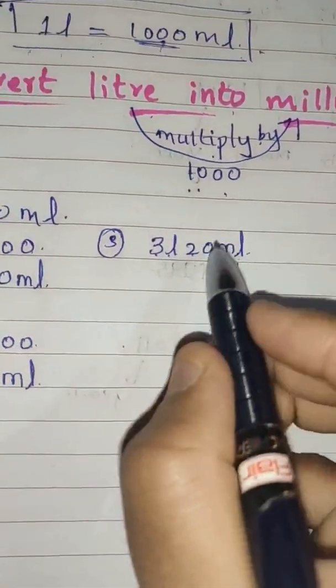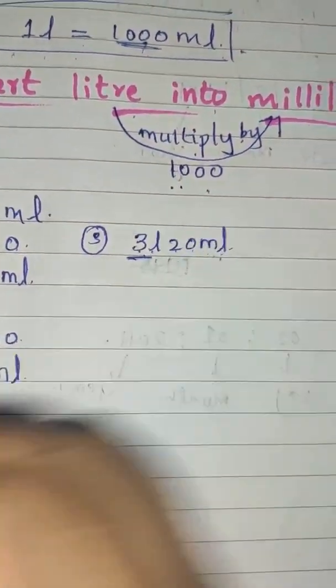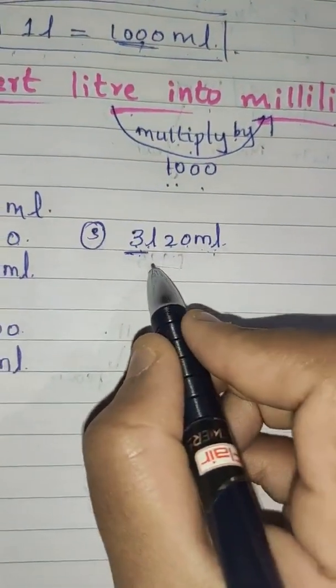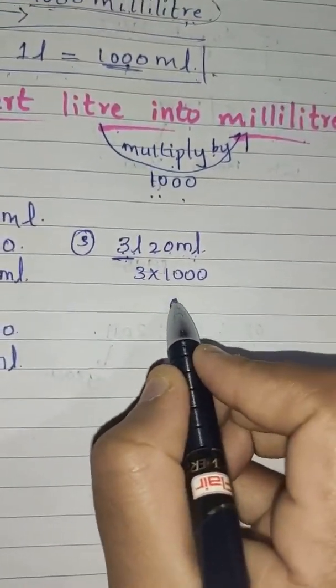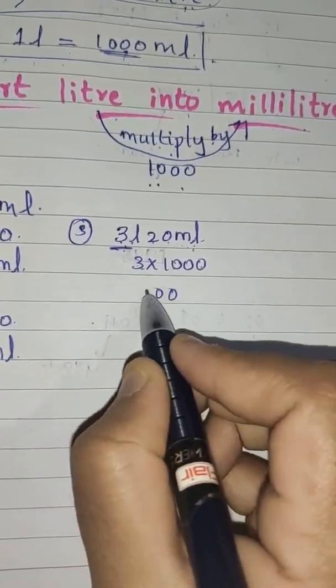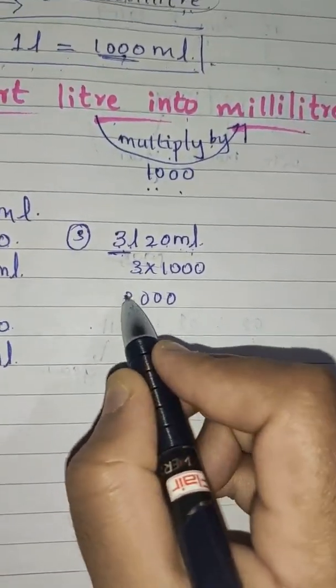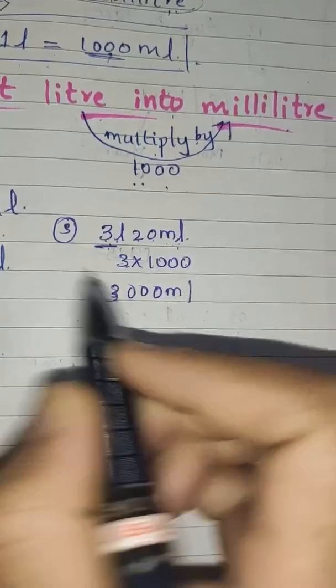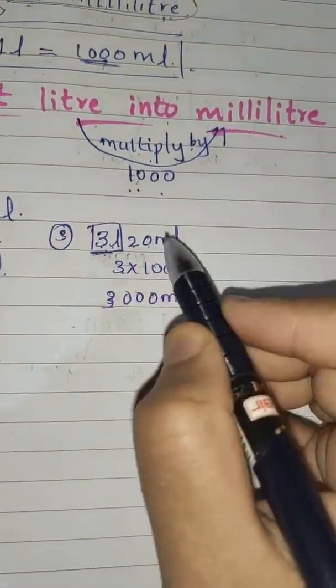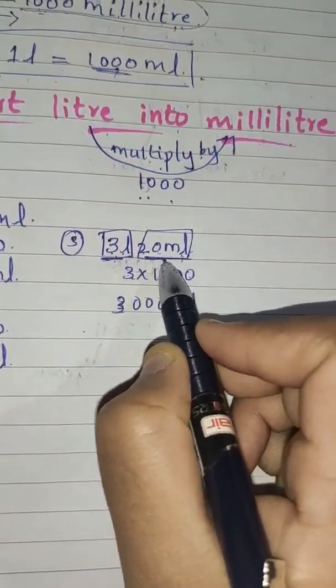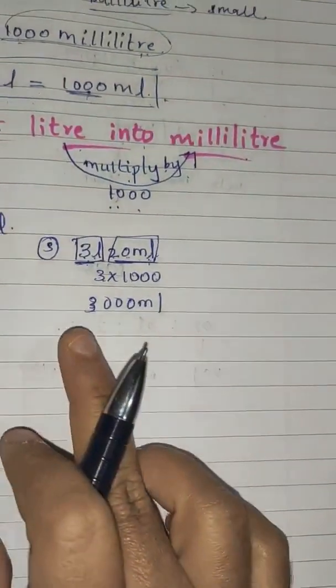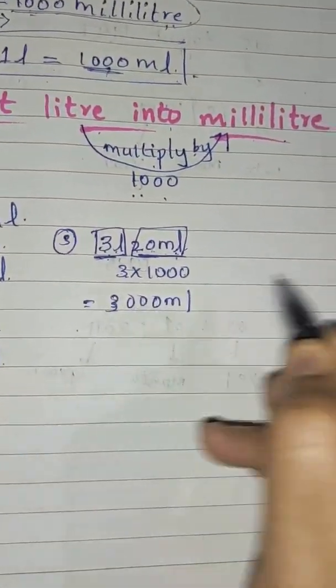So see here, first you have to convert this liter into milliliter. So let us convert 3 into 1000. 3 ones are 3, so it is 3000 ml. First you have to convert this one. Then go to this 200 ml, because it is already in the form of milliliter, so you need not convert it. So here we got the answer 3000 ml.